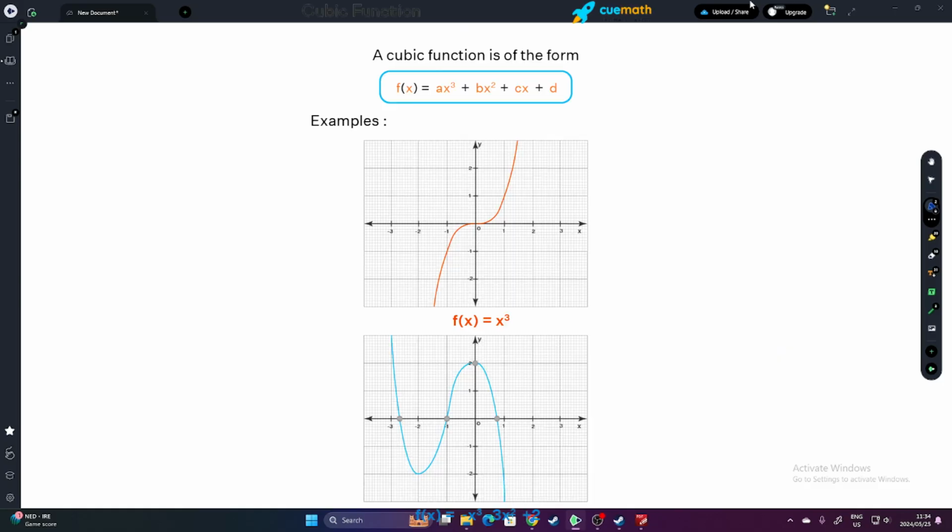Today we'll be looking at cubic graphs and more specifically how to sketch a cubic graph. Now, in order for us to sketch a cubic graph, we need to know a few things. For instance, what is the standard equation? What is the basic shape of a cubic graph? And how to find those important points that we need to plot on a Cartesian plane. So, without any further ado, let's begin.